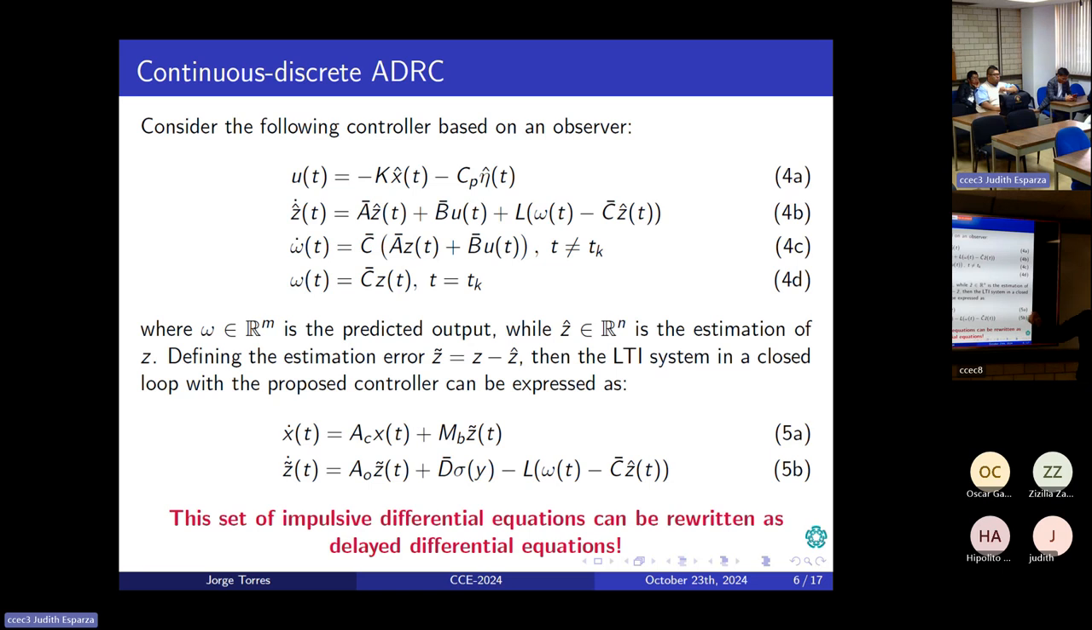So if we define the following error estimation, we can study the previously proposed linear time invariant system in closed loop with the proposed controller. We have equations 5a, 5b. However, this set of impulsive differential equations or hybrid differential equations can be expressed as a set of delay differential equations.